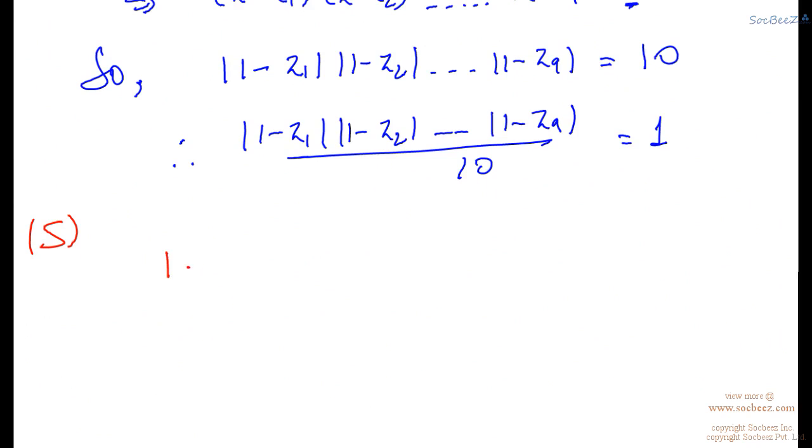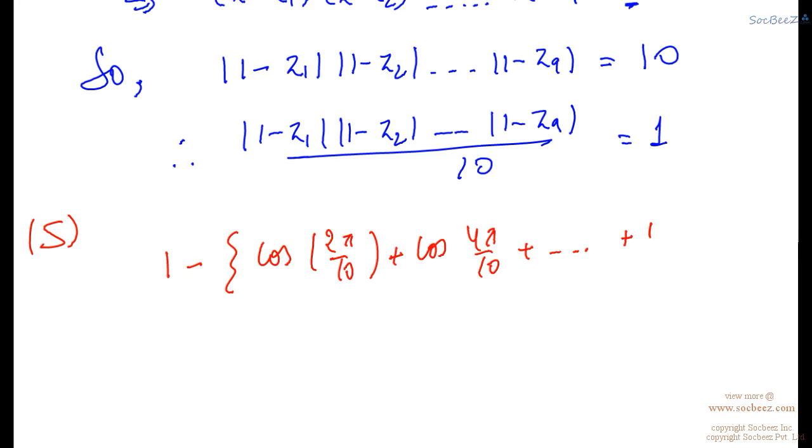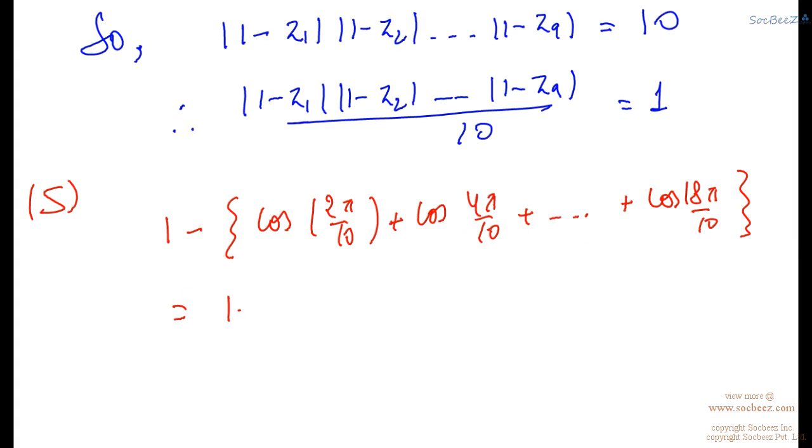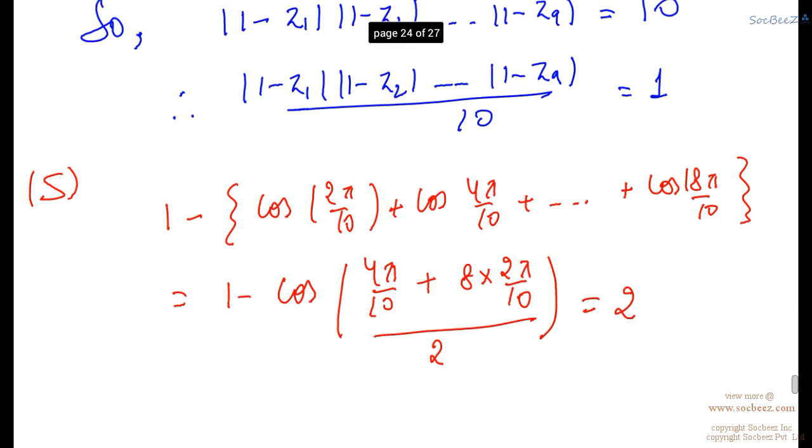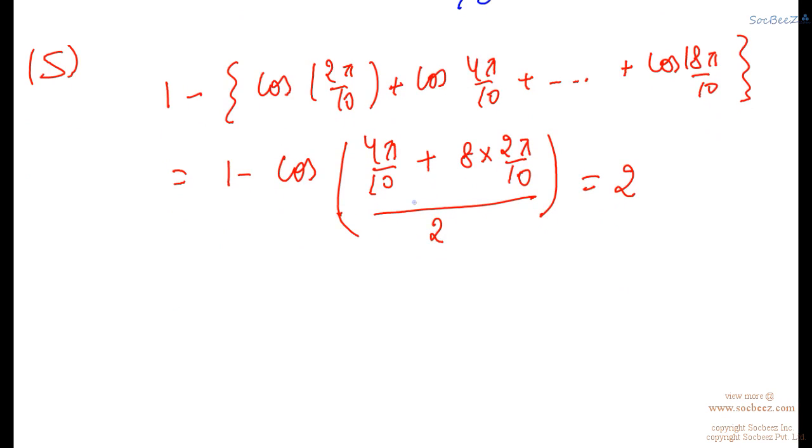So in case of S, here 1 minus cos 2 pi by 10 plus cos 4 pi by 10 and so on plus cos 18 pi by 10 equals 1 minus cos 4 pi by 10 plus 8 into 2 pi by 10 upon 2 equals 2. This will become minus 1. This will be only pi.